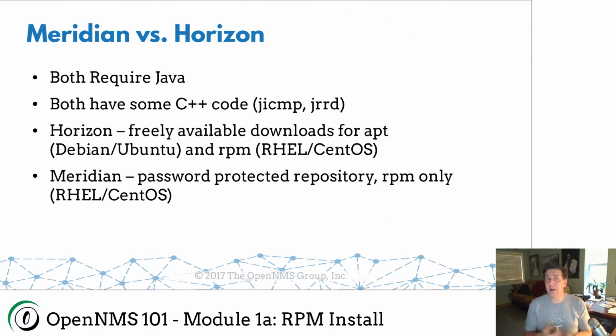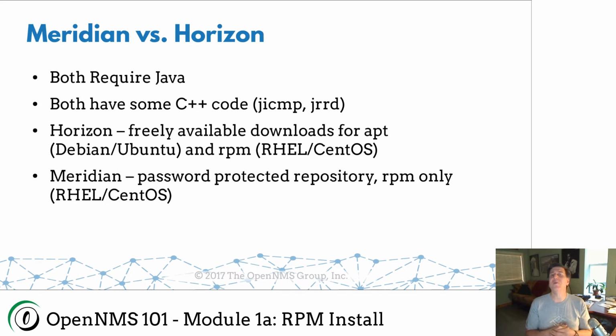Now, there are two versions of OpenNMS, Meridian versus Horizon. Both of them require Java. Currently, I believe we require Java 8. If you're running a lot of devices, the developers will probably tell you to use Oracle's JDK. For most of my installs, I'm fine with OpenJDK. But again, if you run into some performance issues, one of the main things you may want to check is your Java version. We're going to install the Oracle JDK version in this exercise.